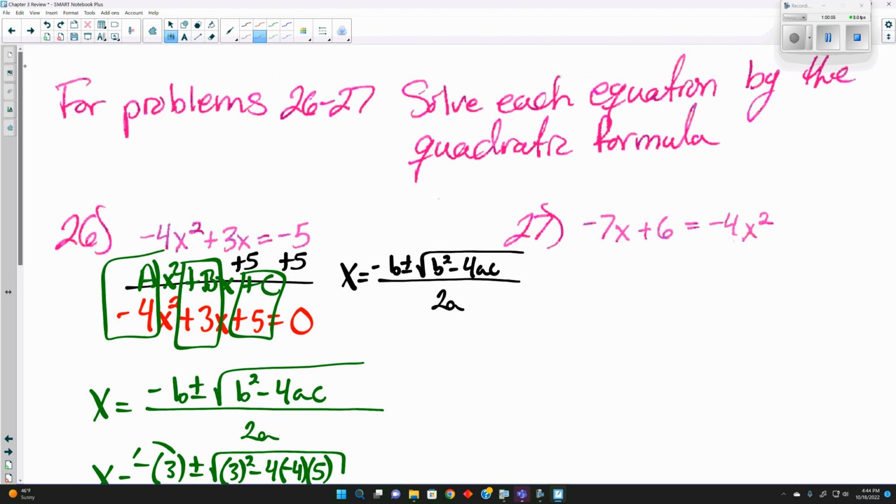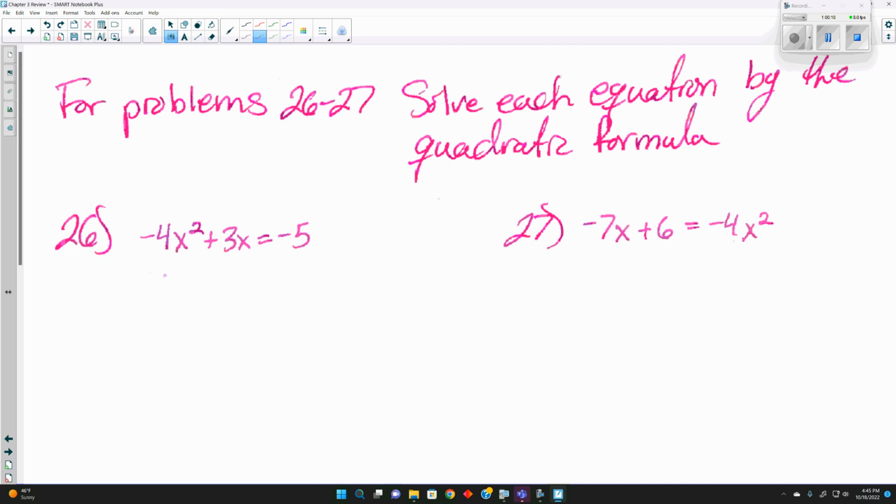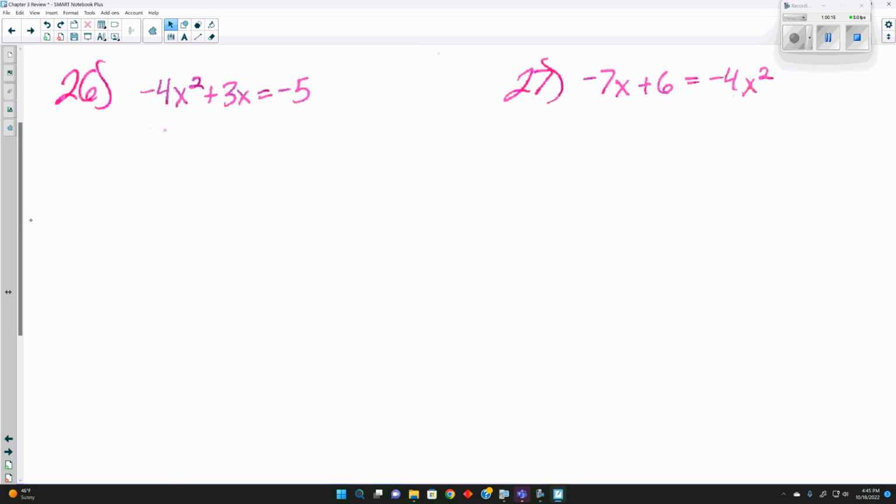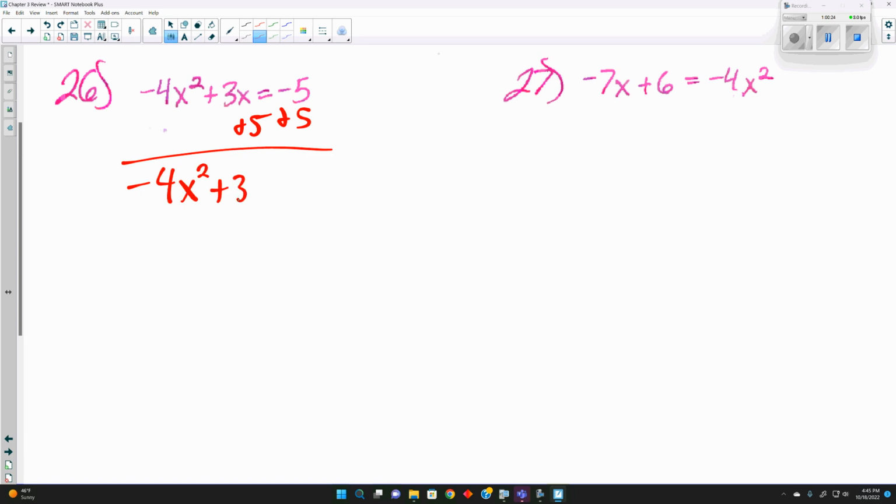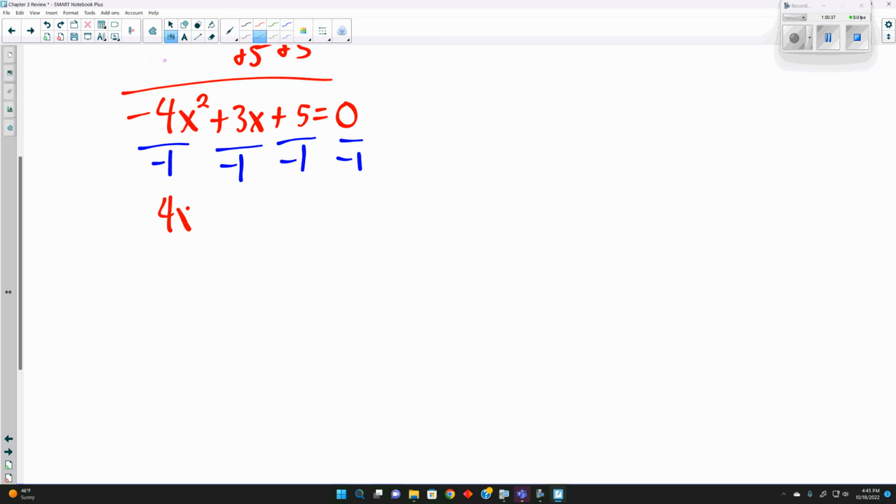I'm going to erase all this here. So, well, again, I'm just adding the 5 back over just so we're back to where we start. X squared plus 3x plus 5 is equal to 0. But this time, I don't want to deal with that negative. So what I could do is divide everything by negative 1, which will tell me that I have 4x squared minus 3x minus 5 is equal to 0.